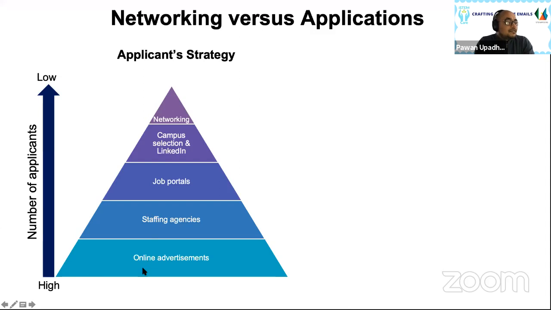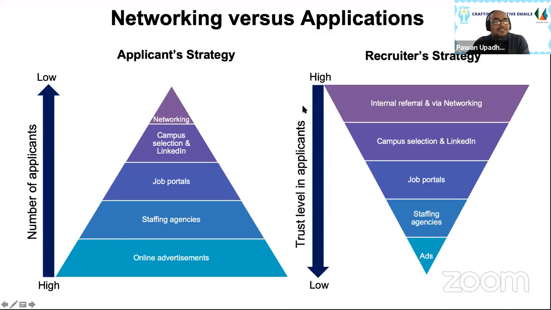If you look at this pyramid, we generally start with advertisements. We look at advertisements, staffing agencies, job portals, campus, LinkedIn jobs, and then at the end we just go and ask for a job. That's what applicants do, and the number of applicants decreases as you go down. You have a lot of people looking at ads, but fewer in networking. Generally, the recruiter's strategy is exactly the opposite: they rely less on their ads, staffing agencies, and job portals, and more on internal referrals and networking.